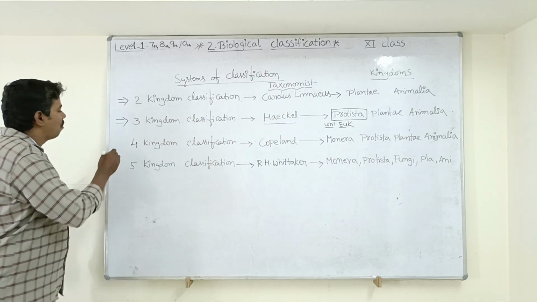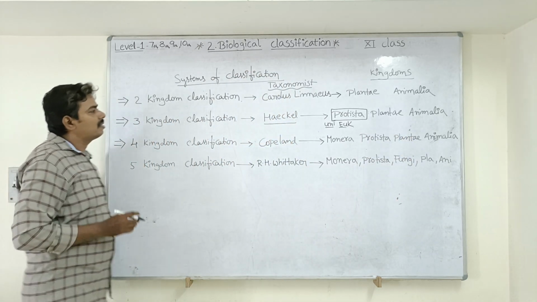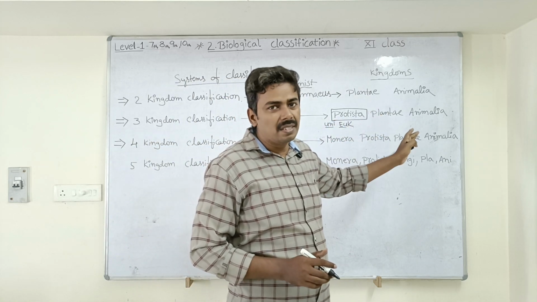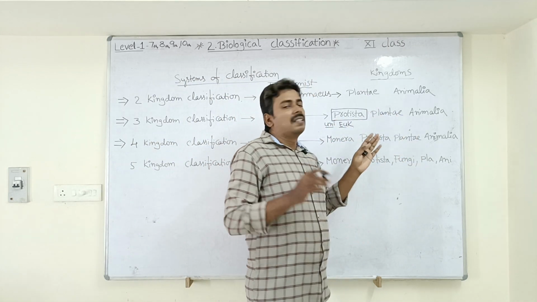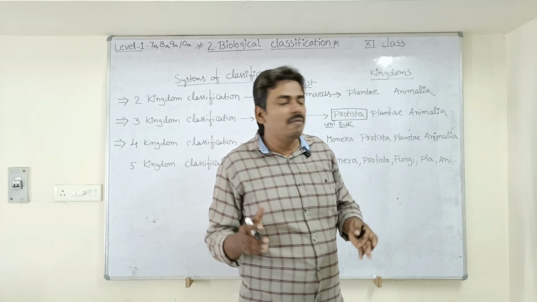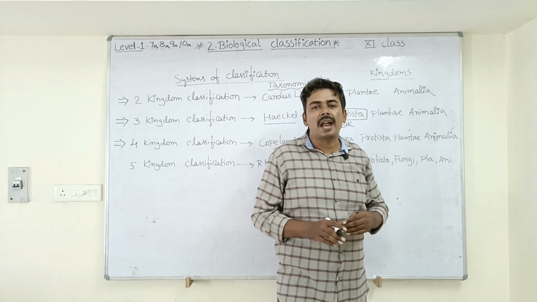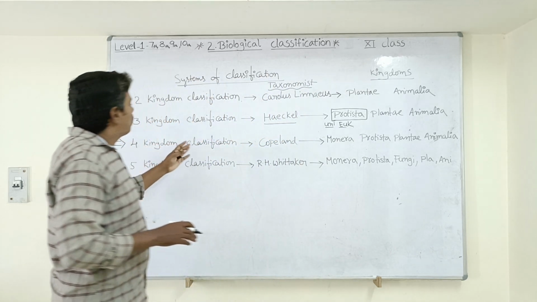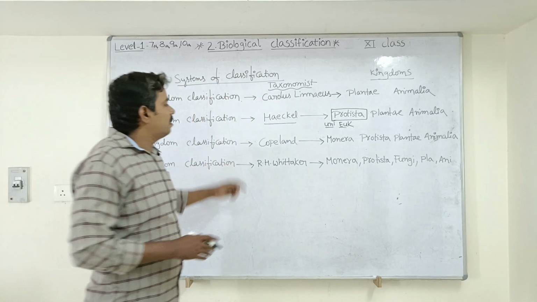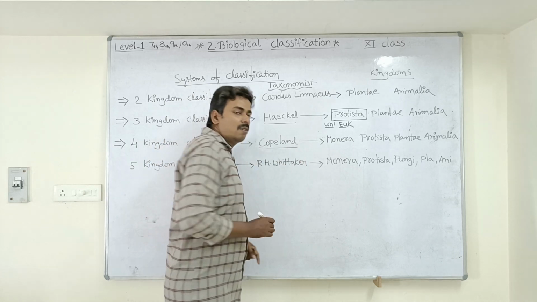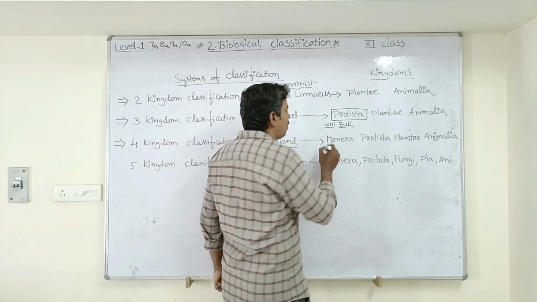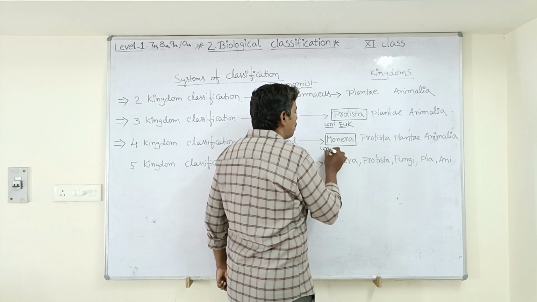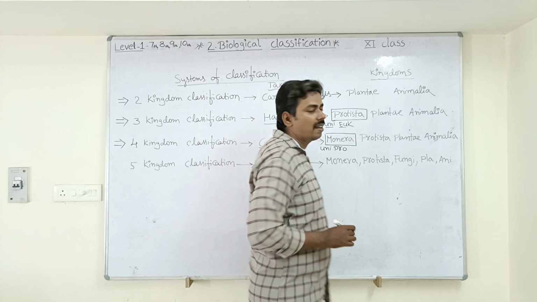Next, coming to four kingdom classification. Even the three kingdom classification was also having some inadequacies, some demerits. So such as the fungi does not have proper place. Even now the fungi were placed in plant kingdom only. So that's why what happened? Four kingdom classification was proposed by taxonomist called Copeland. He created another kingdom called as Monera. This included all unicellular prokaryotic organisms.